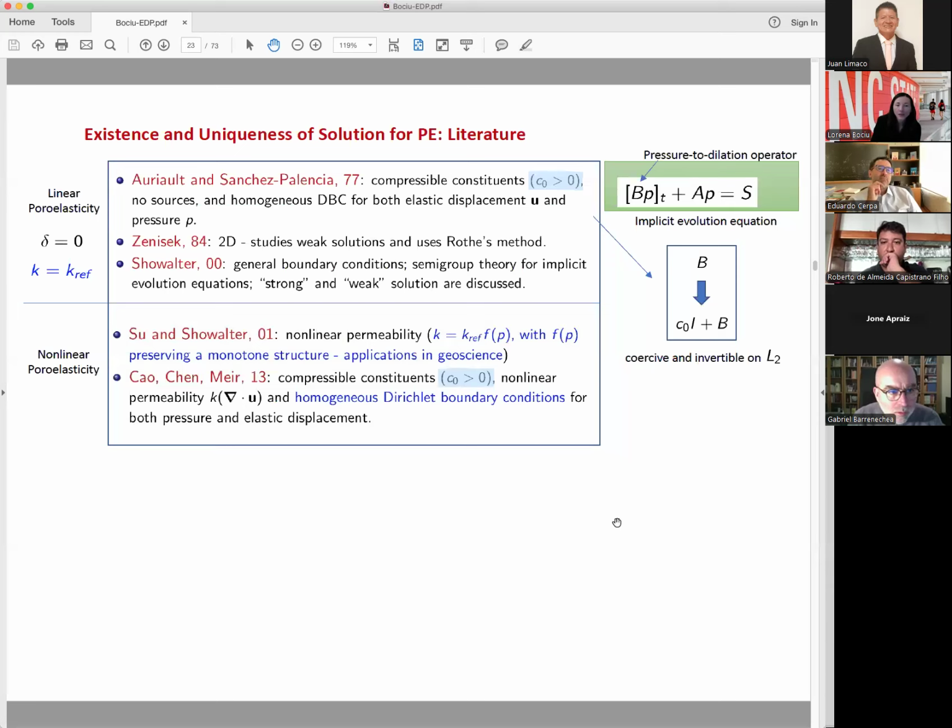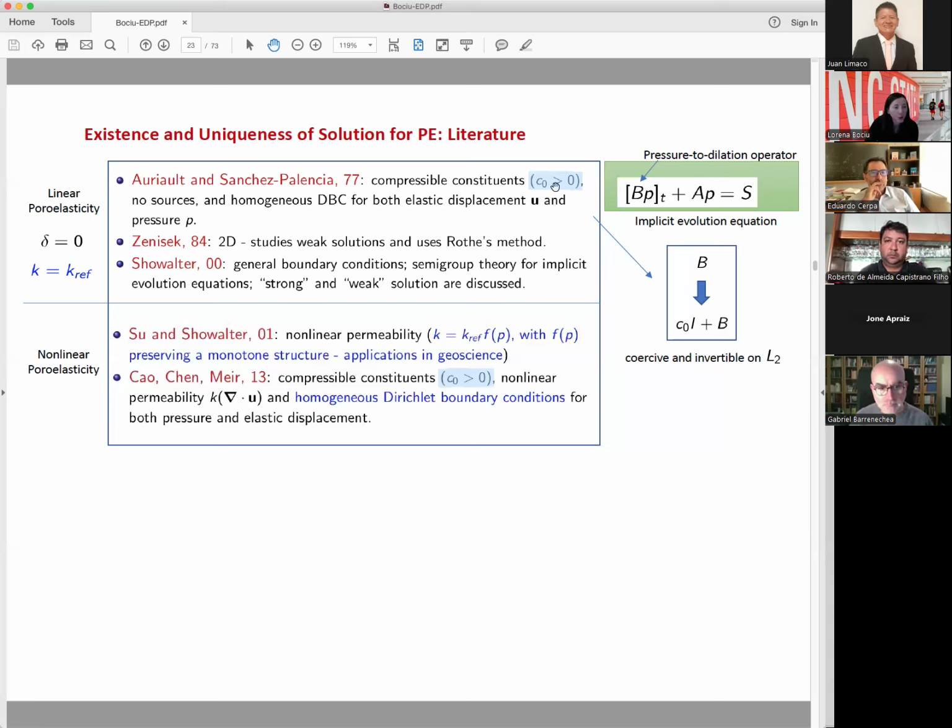Now, as I promised, here's the quick summary of what's in the literature for poroelasticity. So, of course, there are different stages. Which system are you looking at? And the easiest ones are the linear poroelasticity, right? When you assume that the permeability K is just a constant, so now you have a linear coupling. Of course, delta is 0 because everyone was just looking at poroelasticity alone with no viscoelasticity. The first paper in our knowledge that dealt with this system was a paper by Oriol and Sanchez Palencia in 77, but they looked at the case of compressible constituents.